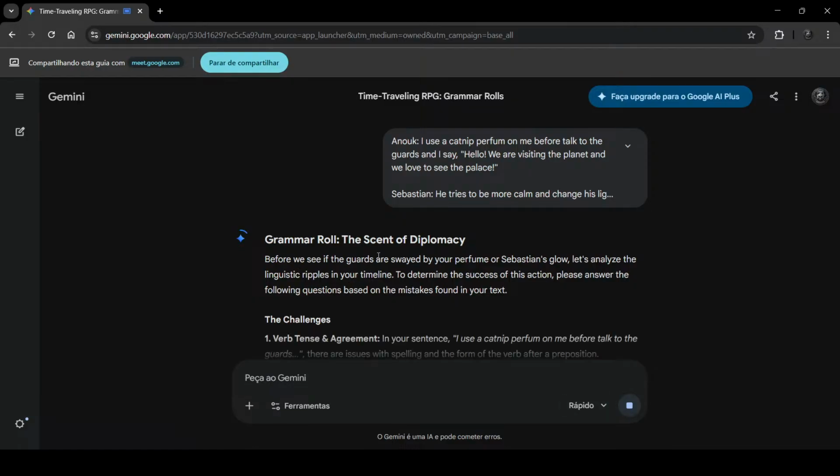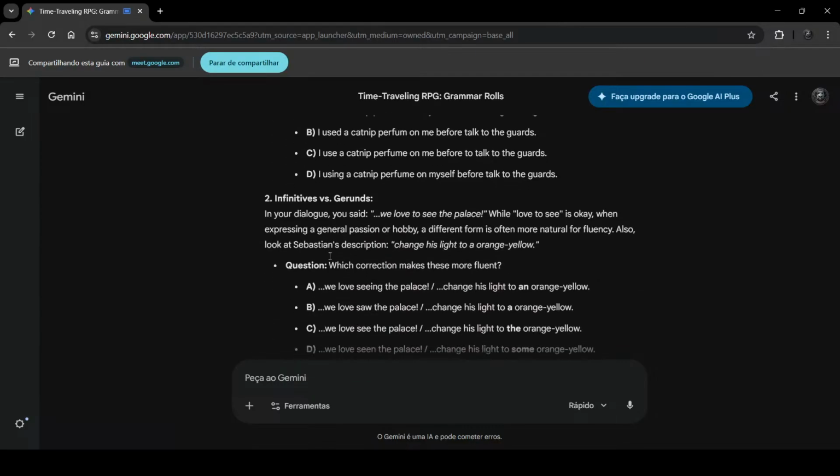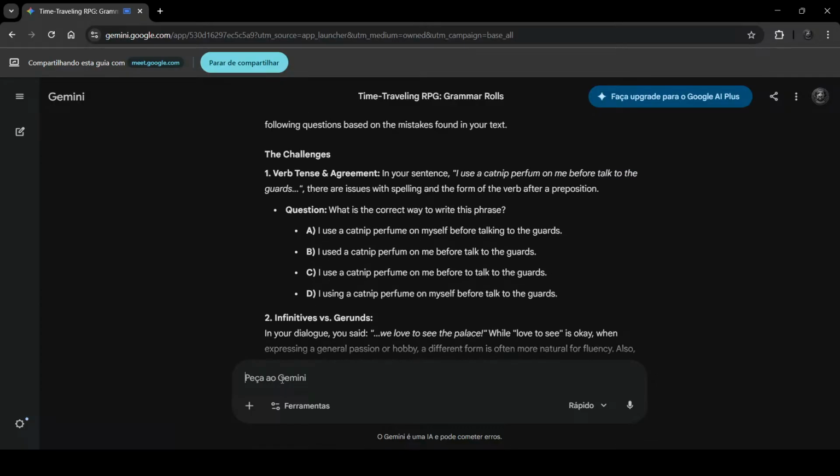So, grammar role, the scent of diplomacy. Before we see if the guards are swayed by your perfume or Sebastian's glow, let's analyze the linguistic ripples in your timeline. To determine the success of this action, please answer the following questions based on the mistakes found in your text. It's okay, it's perfect. You don't have to write the names in one text next time. Just say I do this and Sebastian does that.